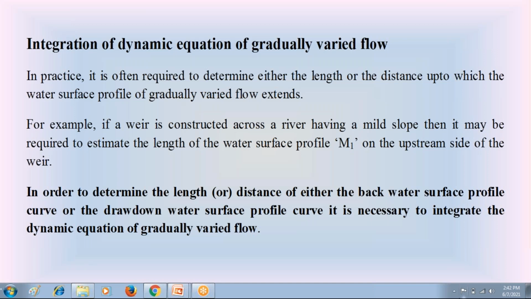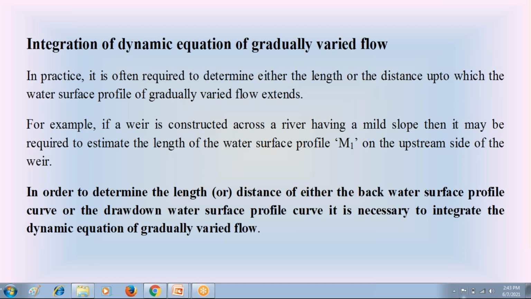Now coming to the integration of the dynamic equation of gradually varied flow. Dear students, we discussed in unit 2 the dynamic equation of gradually varied flow. What is the dynamic equation of gradually varied flow? dy/dx is equal to (S0 minus Sf) divided by (1 minus Q squared T by g A cubed). That is the dynamic equation of gradually varied flow.